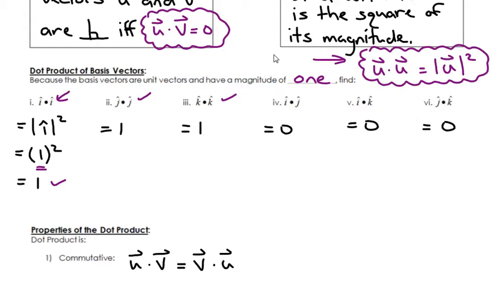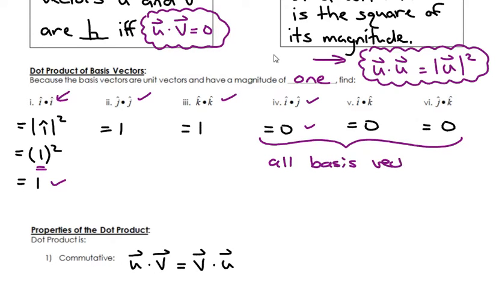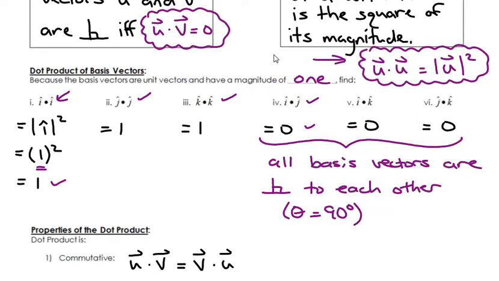All right. Now, what happens if you dot them with each other? Well, remember that if you're talking about the x-axis and the y-axis, they're perpendicular to each other. So you should get a dot product of 0. And that should be true of any of these basis vectors that are unit vectors dotted together. So I'm just going to write that all basis vectors are perpendicular to each other. In other words, their theta is going to be 90 degrees, which then creates a dot product of 0.